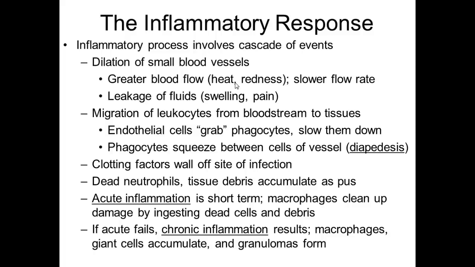Chronic is when acute fails, when acute can't get the job done. That very first rush in, we're not able to maintain it. And so then you get long-term inflammation. And this can be bad. This happens in a lot of disease conditions.